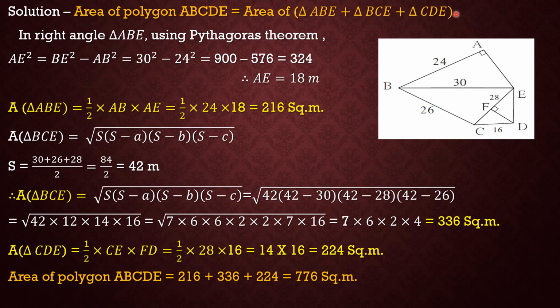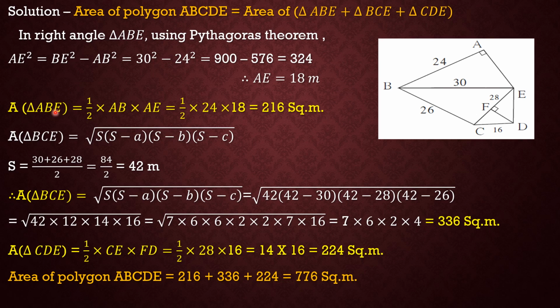Write this first. Now triangle ABE is a right angle triangle, and to find its area we want the length AE. To find AE, we can use Pythagoras theorem. Therefore, AE square is equal to BE square minus AB square, that is equal to 30 square minus 24 square. 30 square is 900, 24 square is 576. That is equal to 324. Therefore, AE is equal to 18 meter. The square root of 324 is 18.